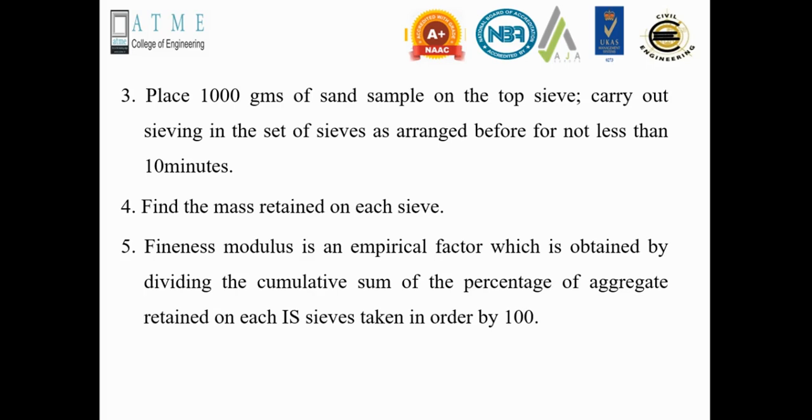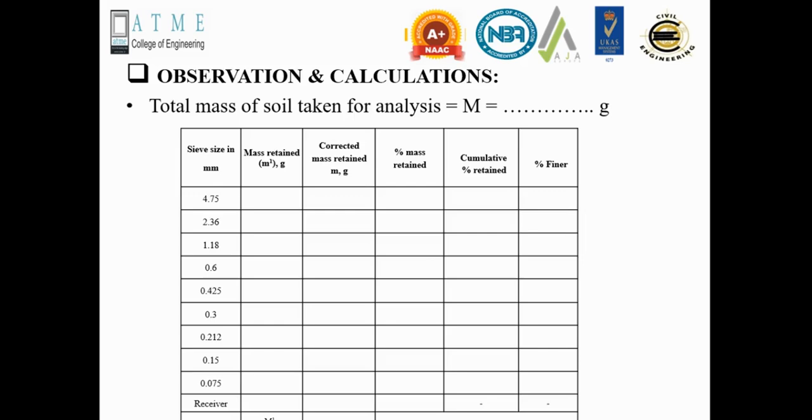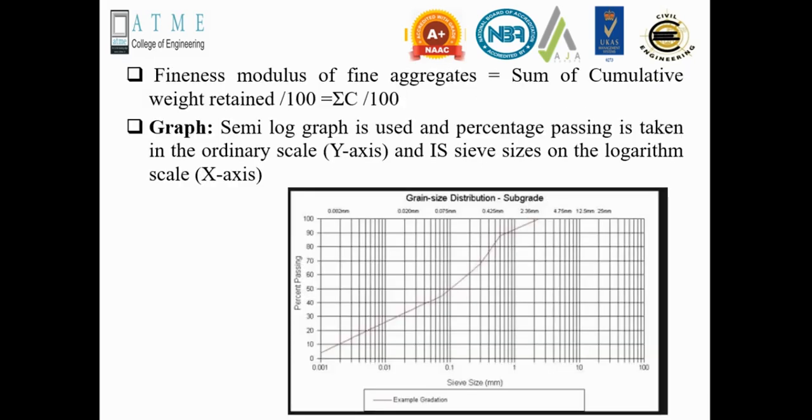Then, fineness modulus is an empirical factor which is obtained by dividing the cumulative sum of percentage of aggregate retained on each IS sieve taken in order by 100. Some of the observation and calculation. It is very important to note down the mass retained on each sieve starting from 4.75 mm up to the pan. Fineness modulus of fine aggregates is equal to sum of cumulative weight retained divided by 100.